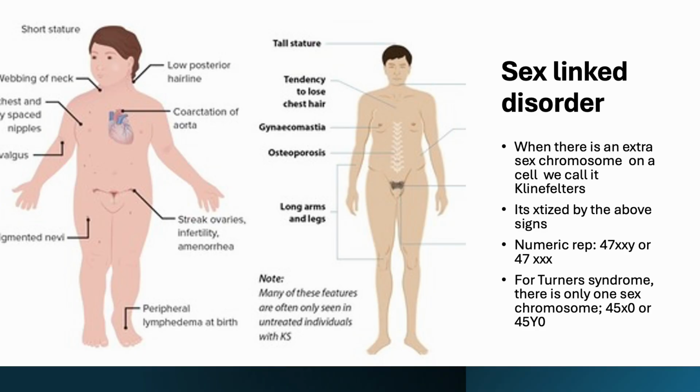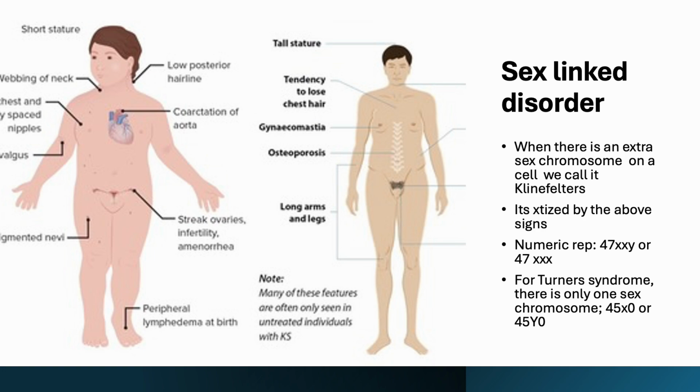For the men, if there is an extra, let's say 47XXY, we call it Klinefelter syndrome. Mostly it's characterized by symptoms such as long arms and legs. We can have a tendency to lose chest hair, and tall stature.